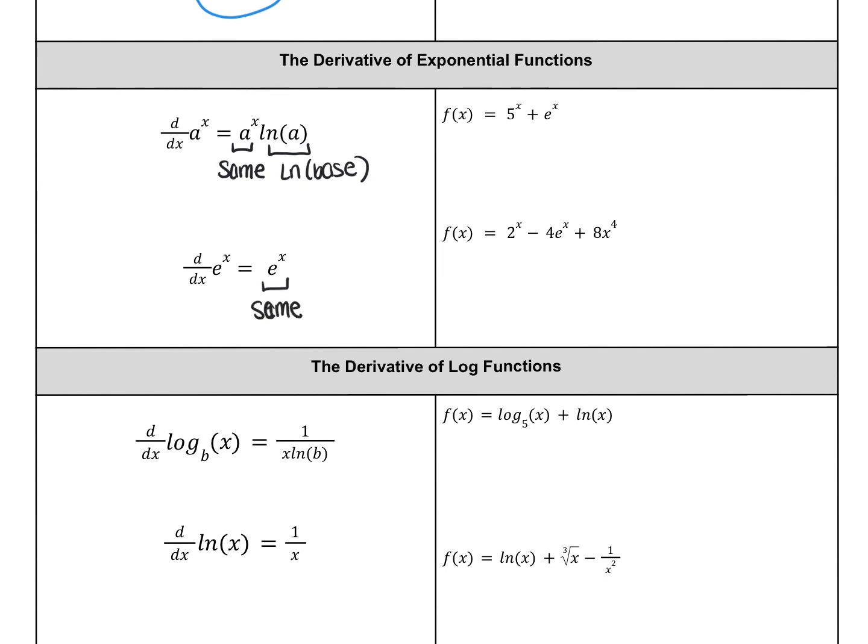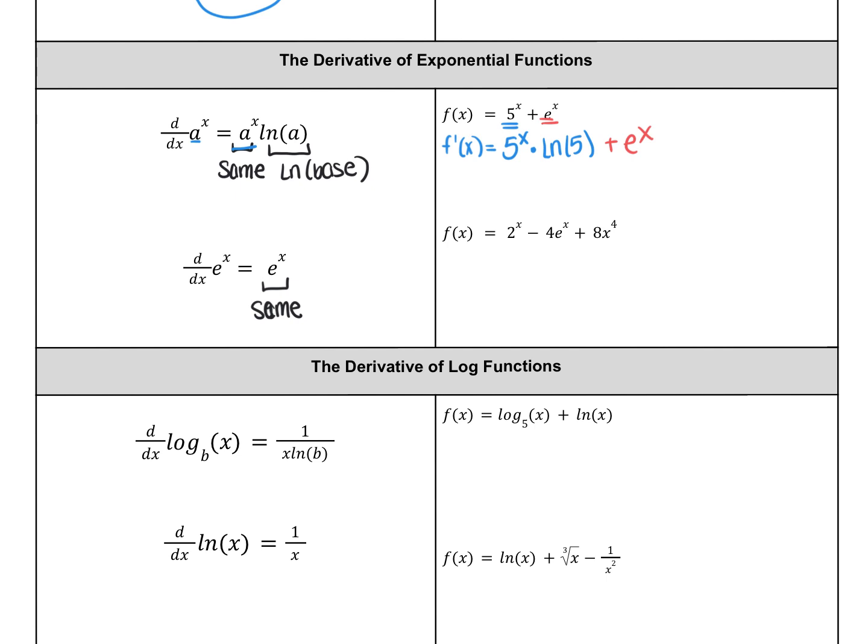So let's see if we can do this example. So find the derivative, f prime. So I want to take the derivative of this piece first. So it's a to the x, or 5 to the x. So we're going to do same, so 5 to the x, times ln of the base, and the base is 5. And then the second part, we're going to take the derivative of e to the x, and e to the x is just e to the x. The derivative is the same.